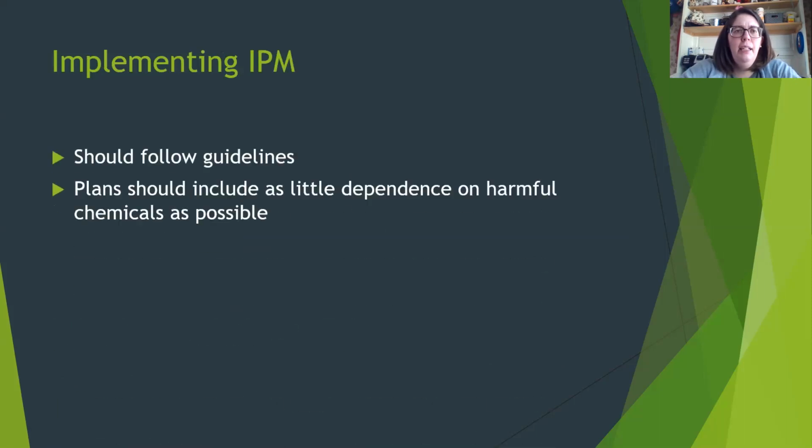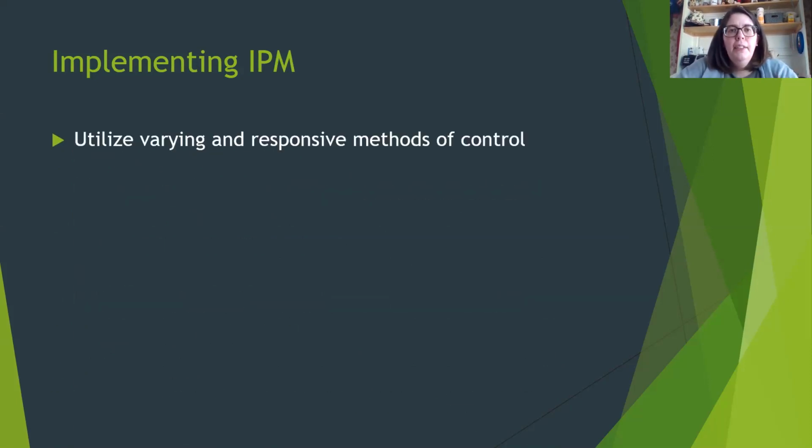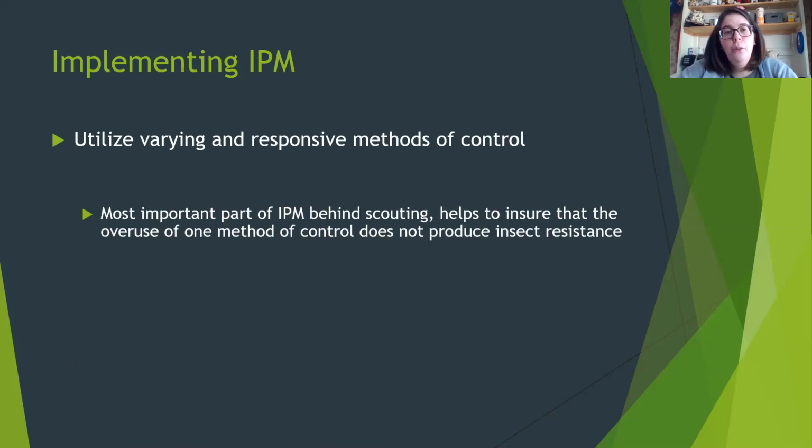Implementing an IPM should follow all the guidelines. The plan should include as little dependence on harmful chemicals as possible. Again, the goal of an IPM is to reduce the use of chemicals. That's the whole purpose of it. IPMs do utilize some chemicals, but we're trying to reduce. It should utilize varying and responsive methods of control.